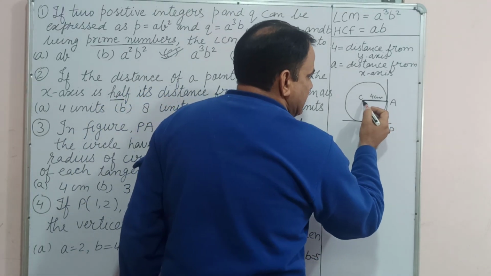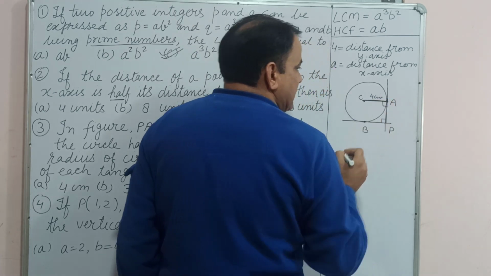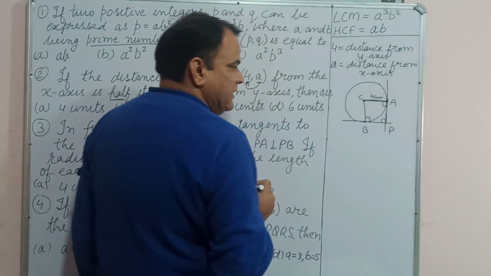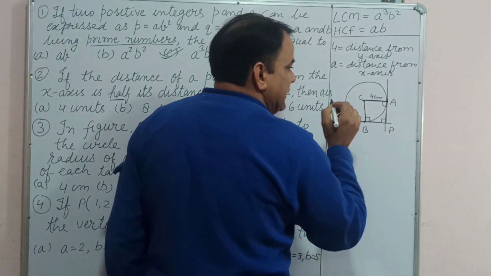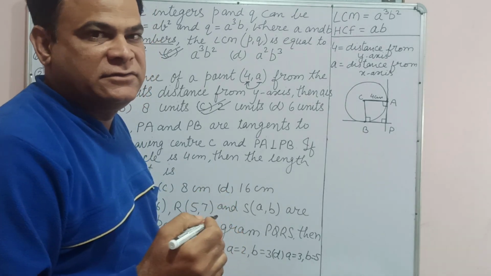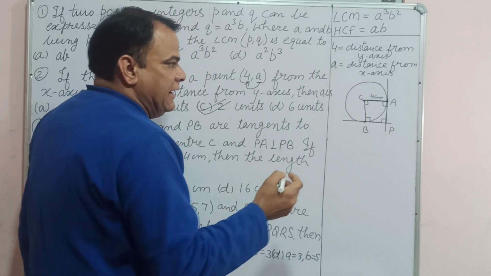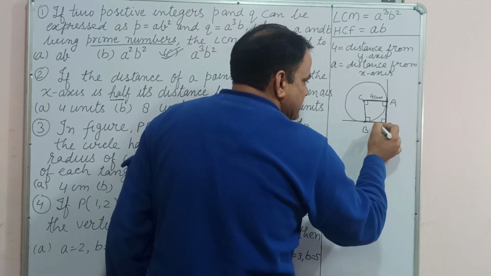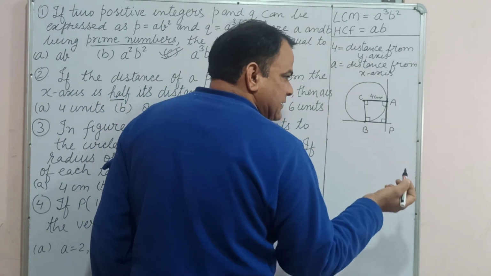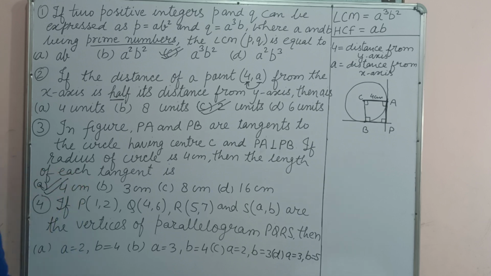Now look in the figure carefully. This is the radius and this is the tangent. Point A is the point of contact between radius and tangent, and they meet at 90 degrees. Similarly here also it is 90 degrees, because BP is a tangent and CB is a radius, and B is also a point of contact. There are three right angles, and we know that the sum of all four angles of any quadrilateral is 360, so this angle must be 90 too. All four angles are 90 degrees and the adjacent sides BA and BP are equal, so we can conclude that APBC is a square, and all sides of a square are equal, so this must be 4 cm, equal to the radius of the circle. So option A is the right answer.